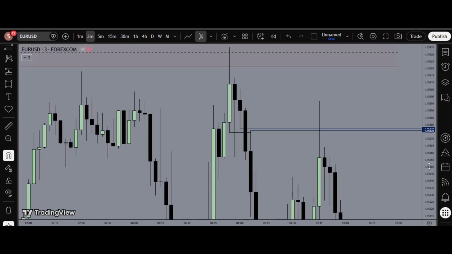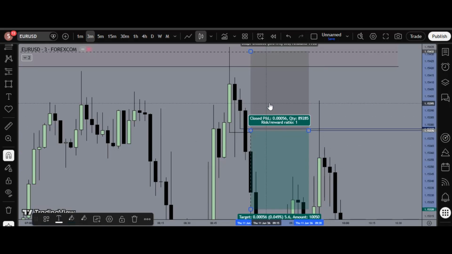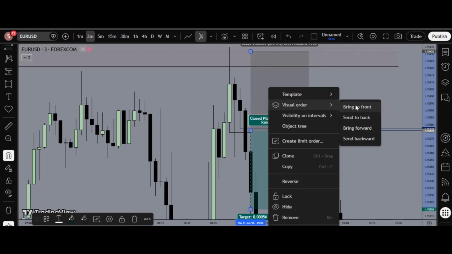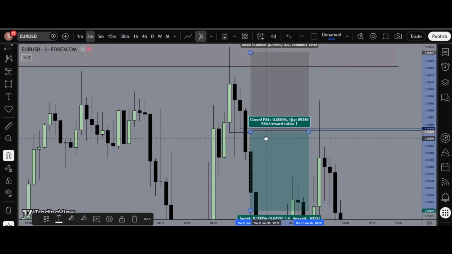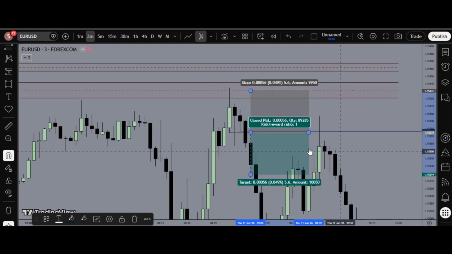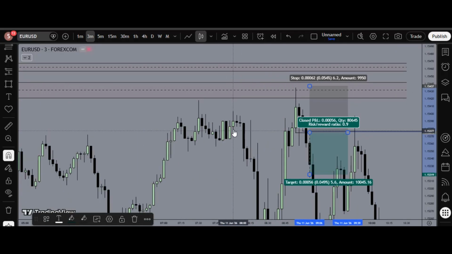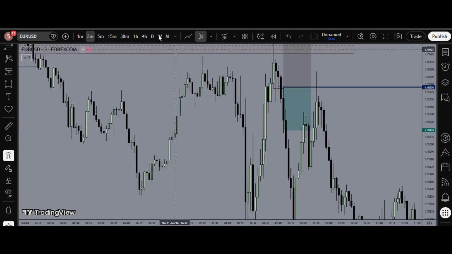So this is what you do. Your entry will be at this fair value gap. You place your entry here at that fair value gap, the first fair value gap line here. That's where your entry will be. Your stop loss should be above the swing high, and then targets 1 to 2.